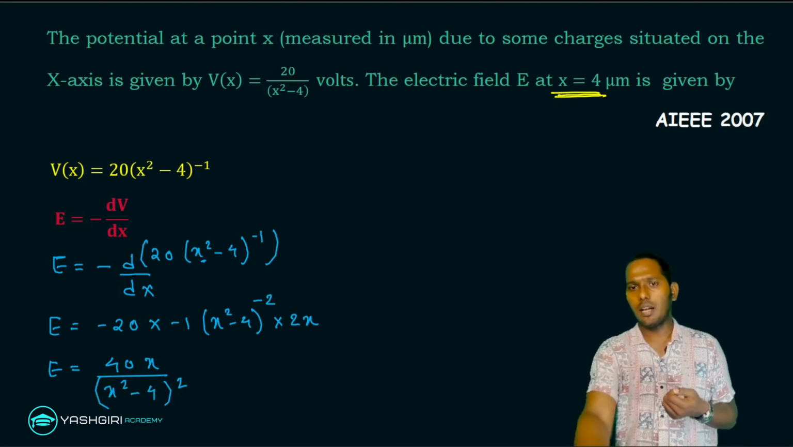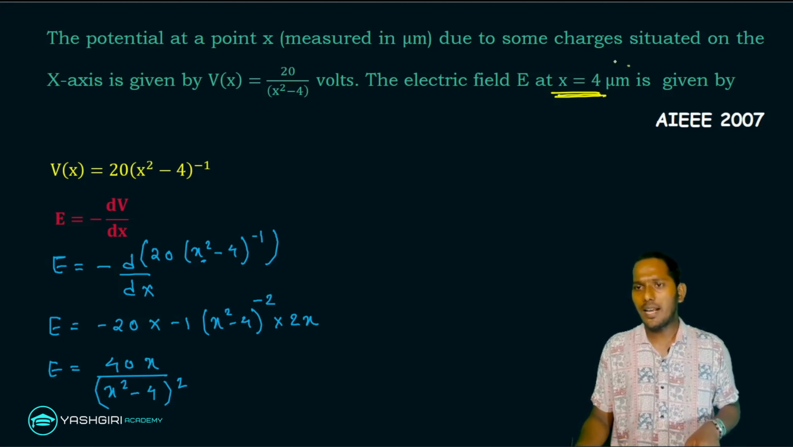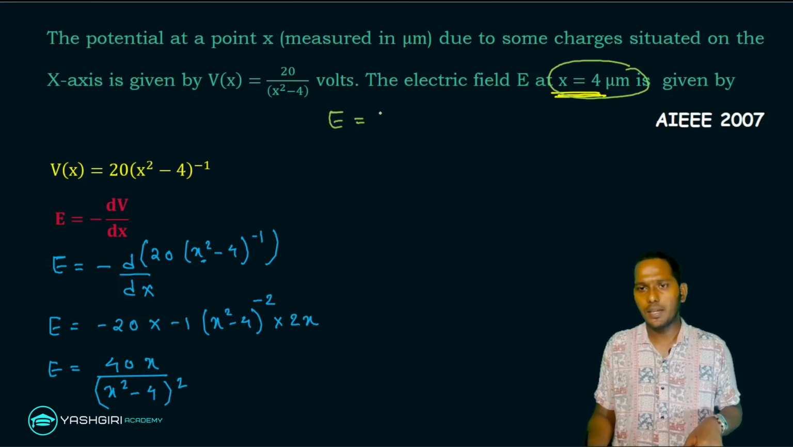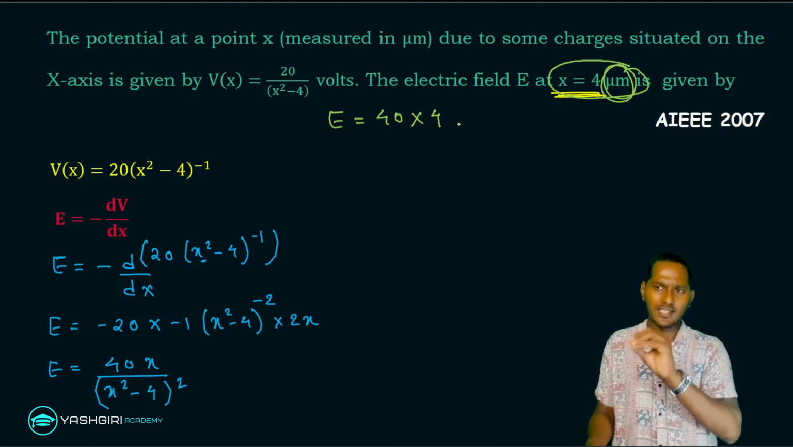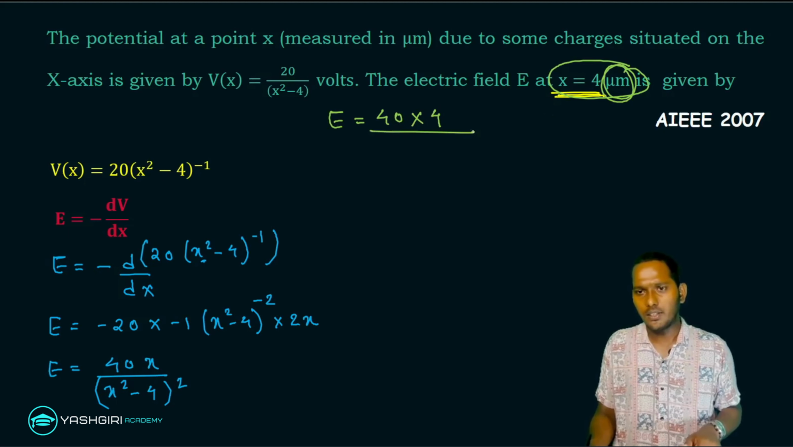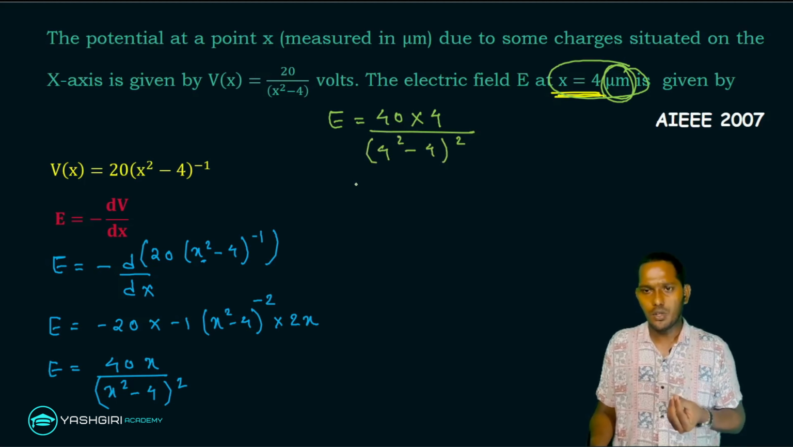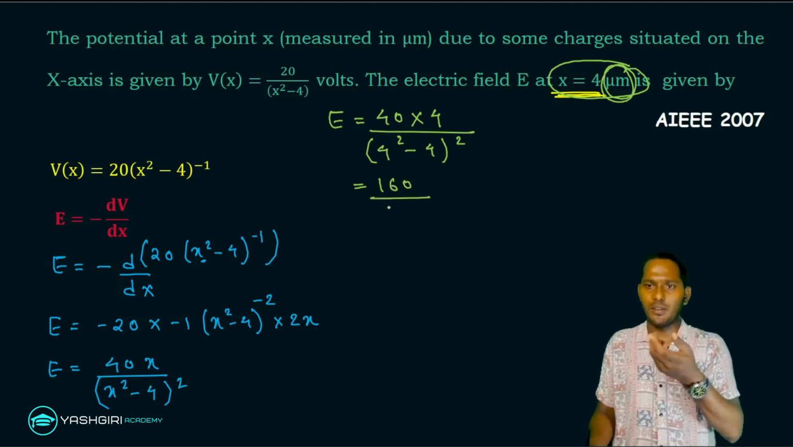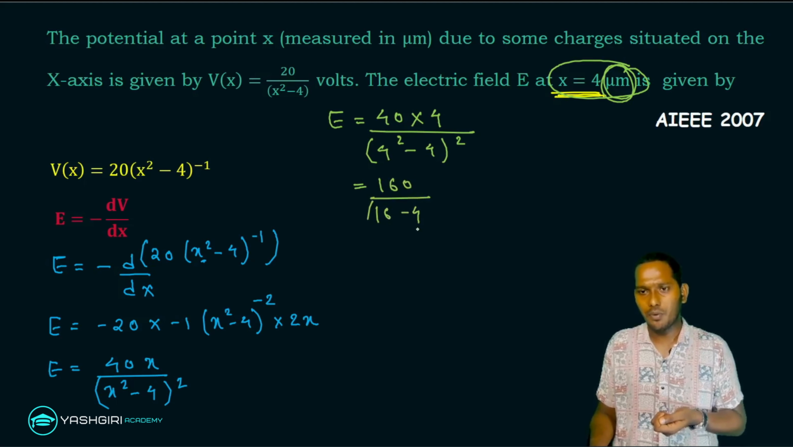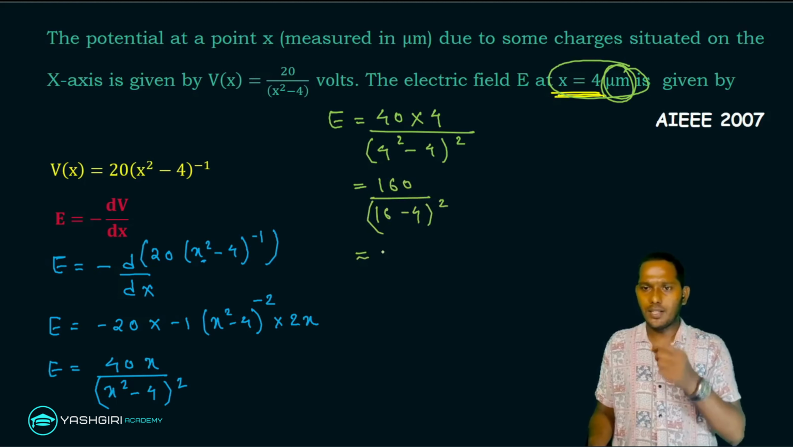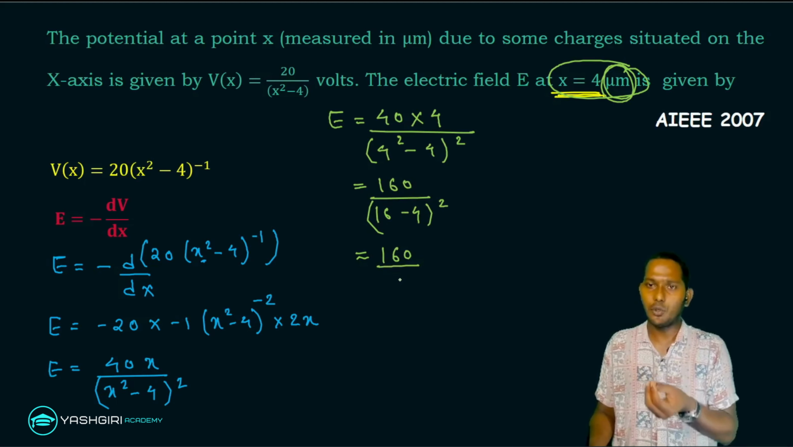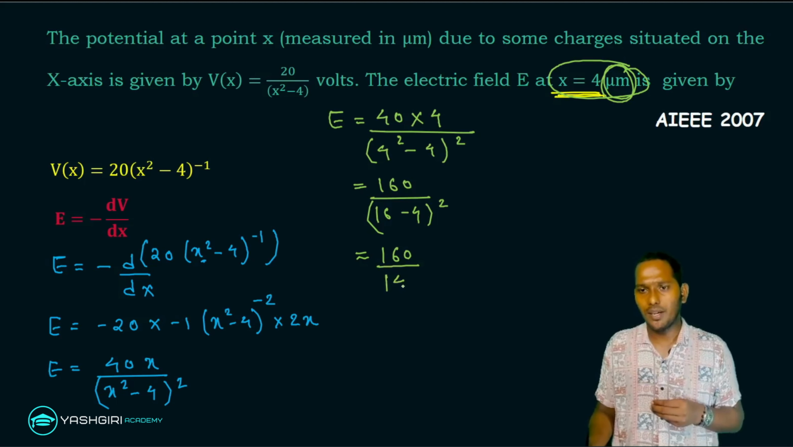Now, so students, from here, I have to just make a substitution of this X is equal to 4 micrometer here in this, and I'll be getting electric field E to be as 40 into what is X? It's a 4 micrometer. So let me just keep that micrometer as it is. Okay, I'll just take a 4 here. It's in a micrometer. Divided by, students, it is going to be a 4 square minus 4 the whole square. So 40 4s, I know it is 160. 4 square will give me a 16 minus 4 the whole square. And I know 160. 16 minus 4, that will give me a 12. And 12 square, that will give me a 144.